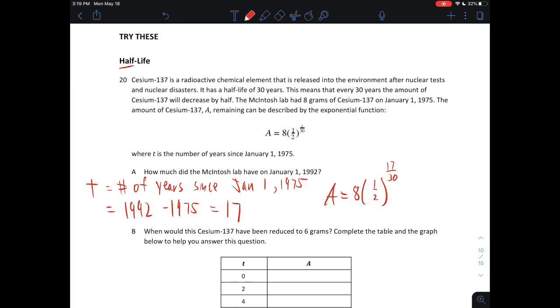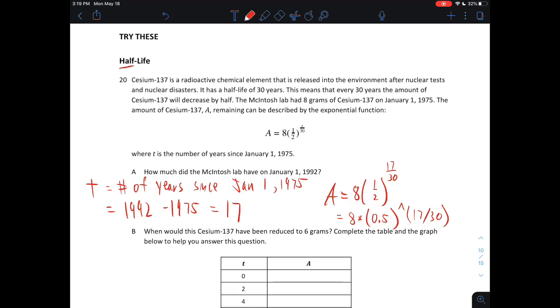Now, if you want to enter all of this into your calculator at once, you can certainly do it. I would recommend doing this. 8 times parentheses. Instead of 1/2, use 0.5. That's the same thing as 1/2. And then for 17 over 30, I'm going to write the caret symbol, or the upside down V symbol. And then after that, I'm going to write another set of parentheses where I have 17 divided by 30. That way I can do this all at once.